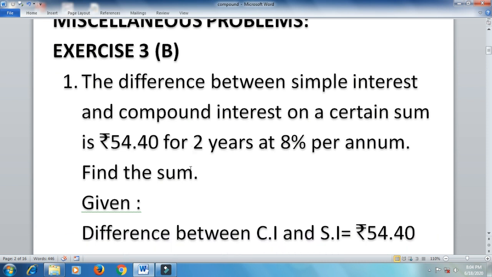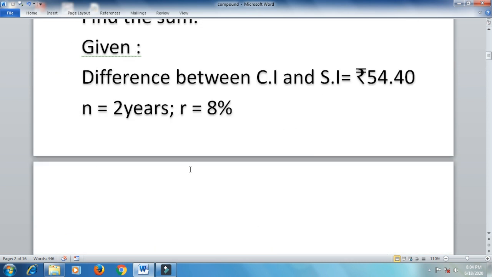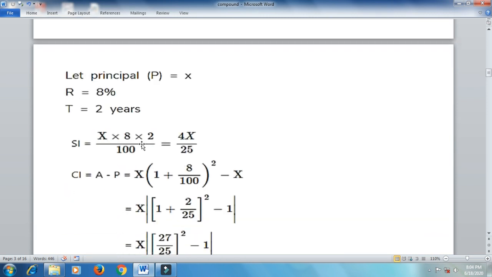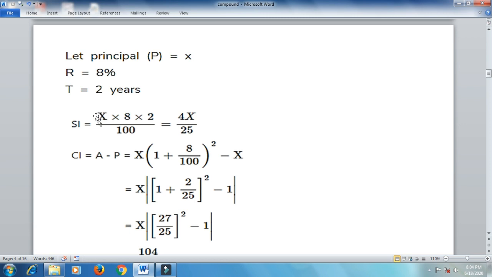In the first step, let us calculate the simple interest. Formula used is PTR by 100. P is considered as X and T is taken as 2 years. R is rate of interest, that is 8%. X into 8 into 2 by 100. After simplification, it results as 4x by 25. Mark this as result number 1, simple interest.